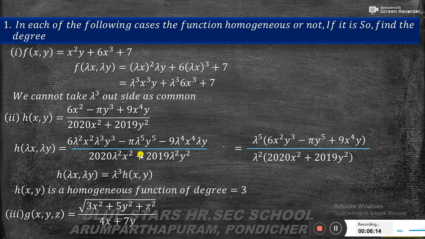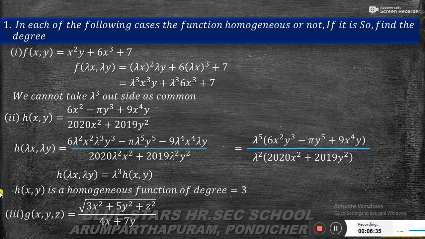This is the h of x comma y. So lambda cube into h of x comma y. Therefore h of lambda x comma lambda y equal to lambda cube into h of x comma y. Therefore the degree is 3. Therefore h of x comma y is a homogeneous function. Its degree is 3, meaning the lambda power number is 3. So the degree is 3.